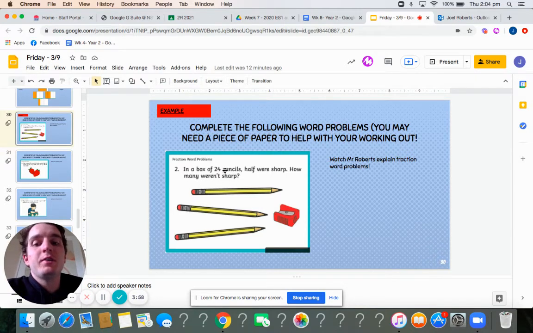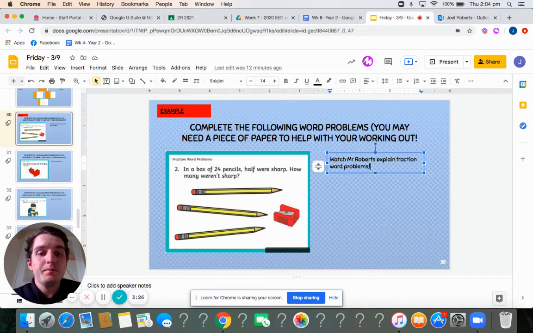Now, in the box, it says there are 24. So that information is important, 24. Again, it doesn't matter about pencils. That particular word isn't important information, but 24 is. We know that there are 24. And then it says that half, another important word, half were sharp. How many weren't sharp? So if we work out how many half of 24 is, we can work out how many were not sharp. Because if half were sharp, that means the other half were not.